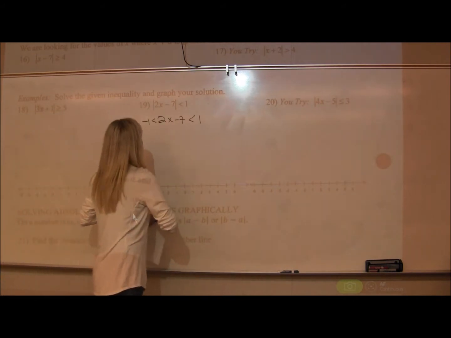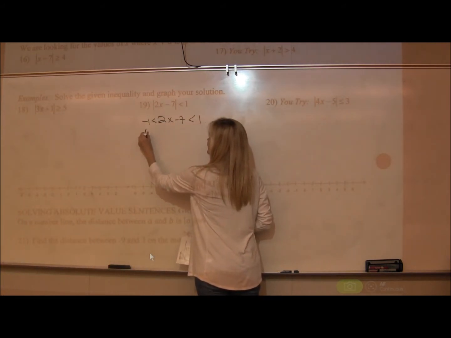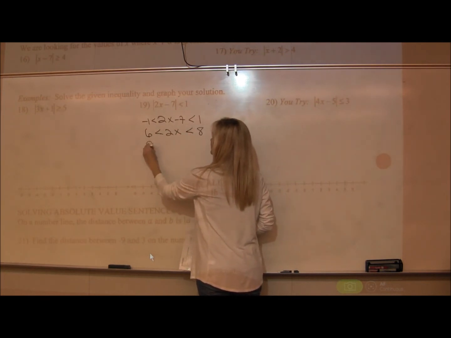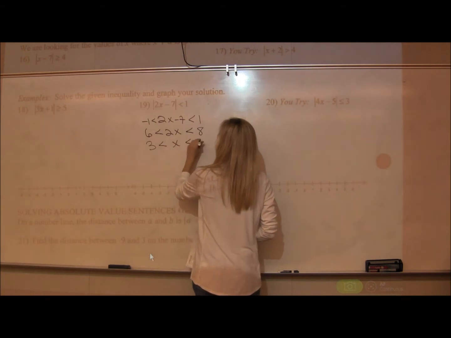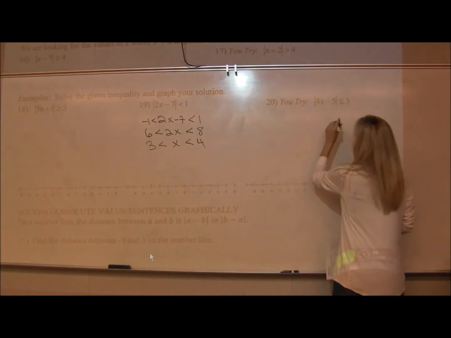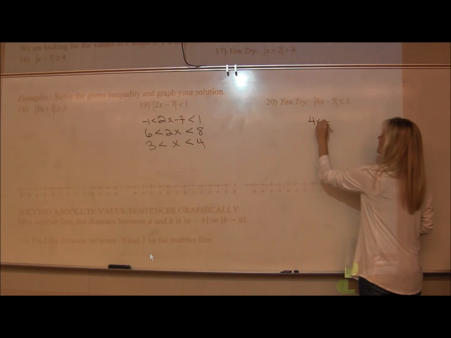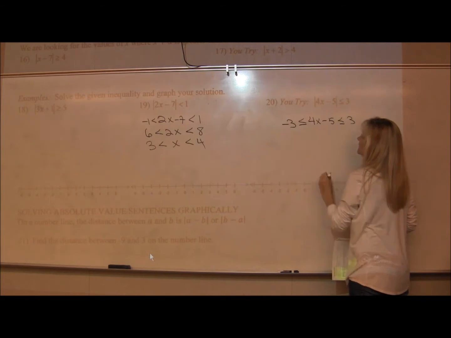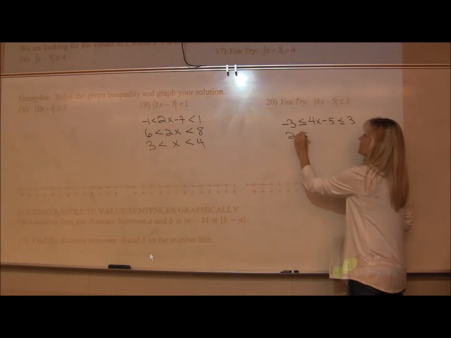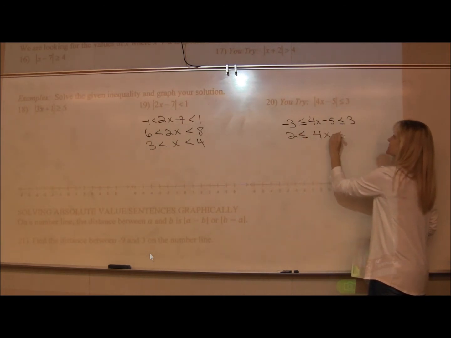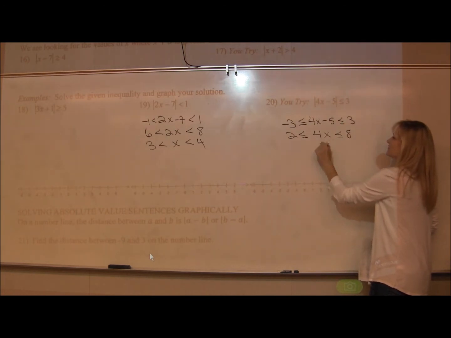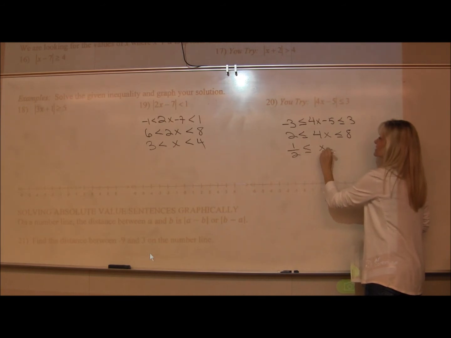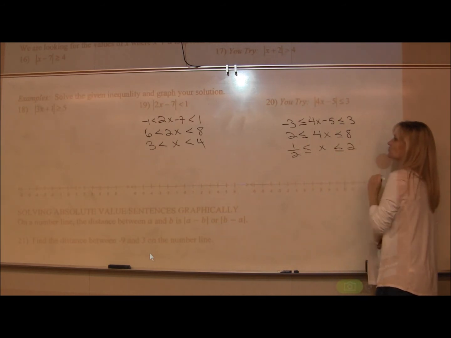Okay, so we're going to add 7 to both sides. So we get 6 is less than 2x is less than 8, and we're going to divide by 2. 3 is less than x is less than 4. Okay? This one's an and also, so that means 4x minus 5 is less than or equal to 3, greater than or equal to -3. We're going to add 5 to both sides. 2 is less than or equal to 4x is less than or equal to 8. Divide by 4, you get 1/2, right? 2 divided by 4 is less than or equal to x, less than or equal to 2.